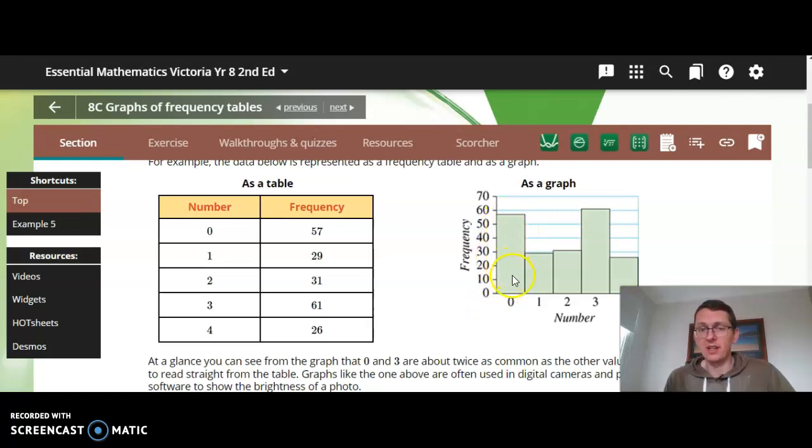It's not a bar chart, it is a histogram. Let's just call it a column if you want to call it that. But note that this indicates that the actual value of this whole graph is 0. Everything in here is 1. Everything in here is 2. Everything in here is 3. Everything in here is 4.